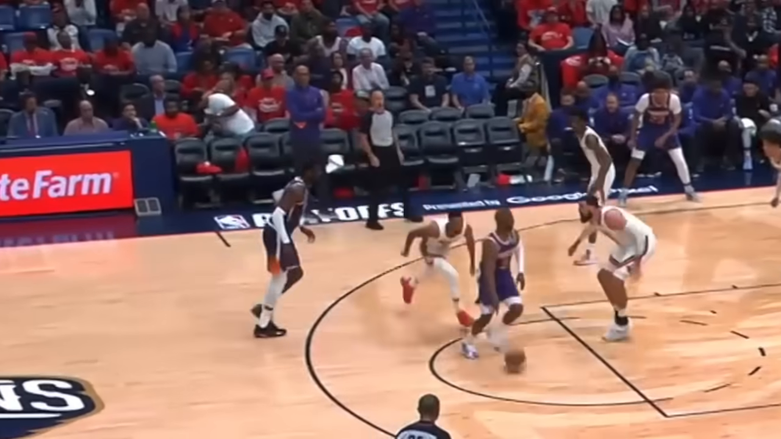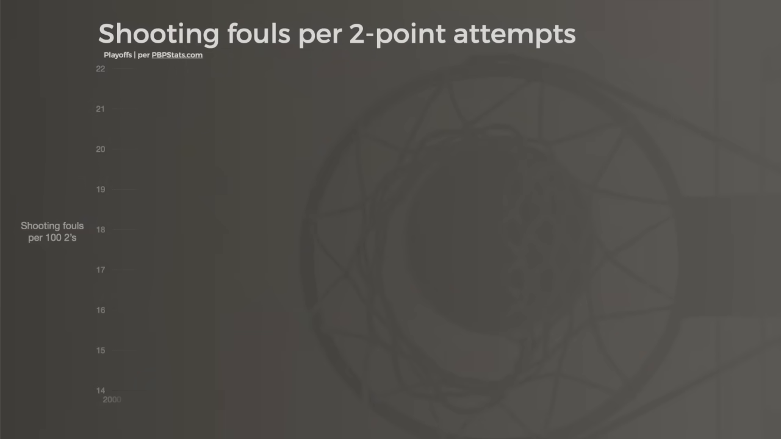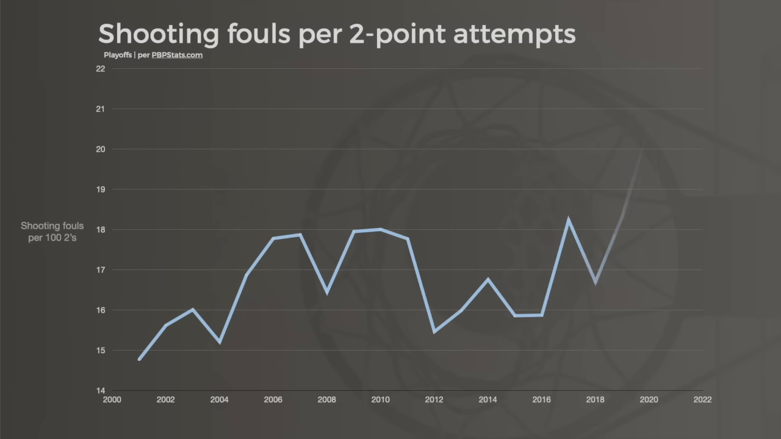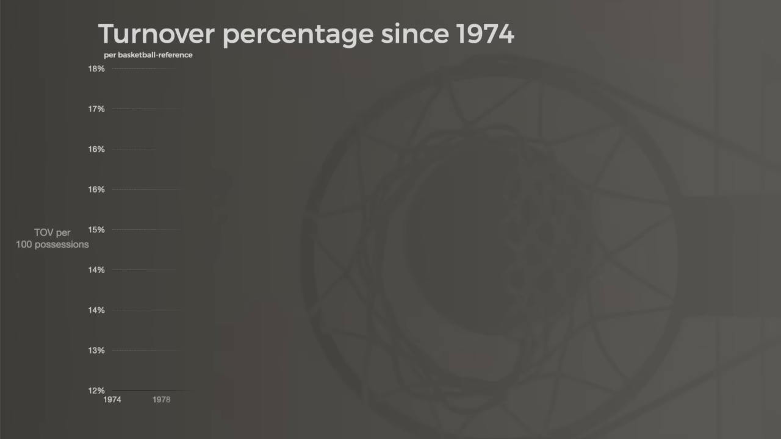If we look at shooting fouls per 100 two-point shot attempts, we see a big jump in 2005 when the league relaxed contact on the perimeter, and then a fairly steady ratio until the 2020 season when shooting fouls spiked in the bubble and have remained incredibly high. Meanwhile, the dribbling and traveling changes have helped suppress turnovers.